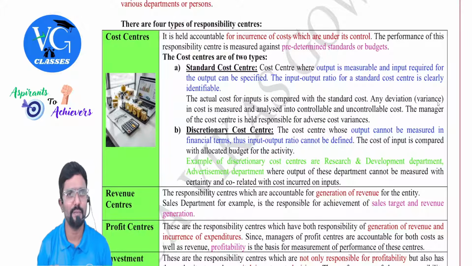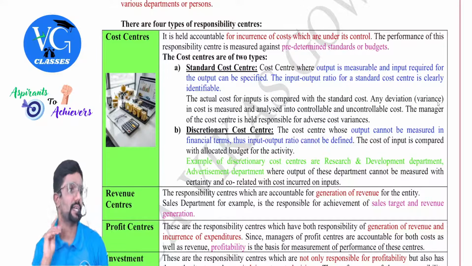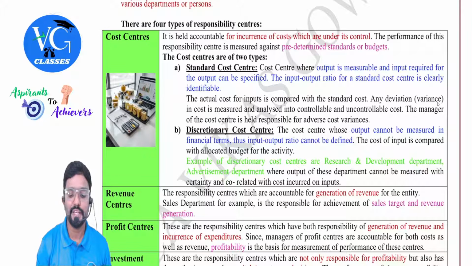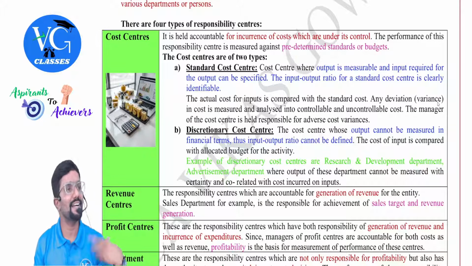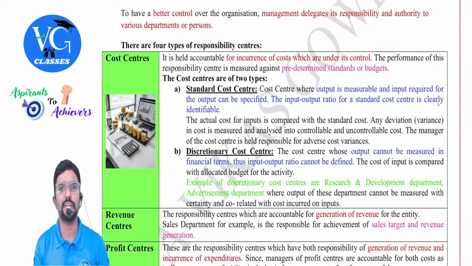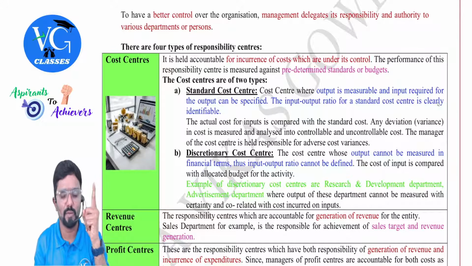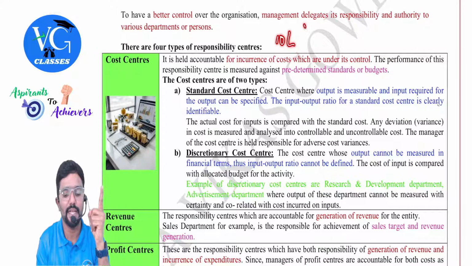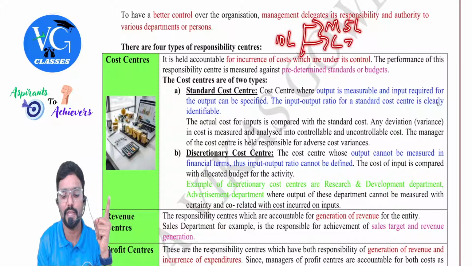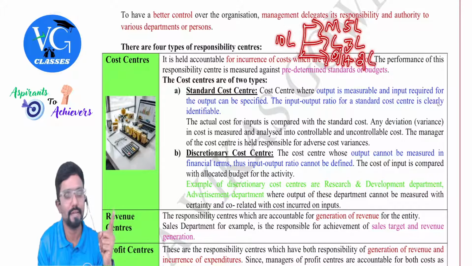Let us see. It is held accountable or responsible for incurrence of costs which are under its control. The performance of this responsibility center is measured against what? A predetermined standard or budget. Means they would be given a budget. See, cost department, the maximum cost you will incur is 10 lakh. In that 10 lakh, material should be 5 lakh, labor should be 3 lakh, and overhead should be 2 lakh.